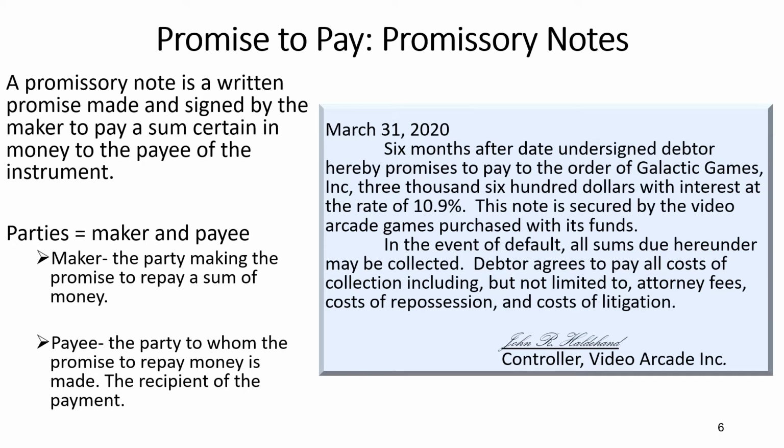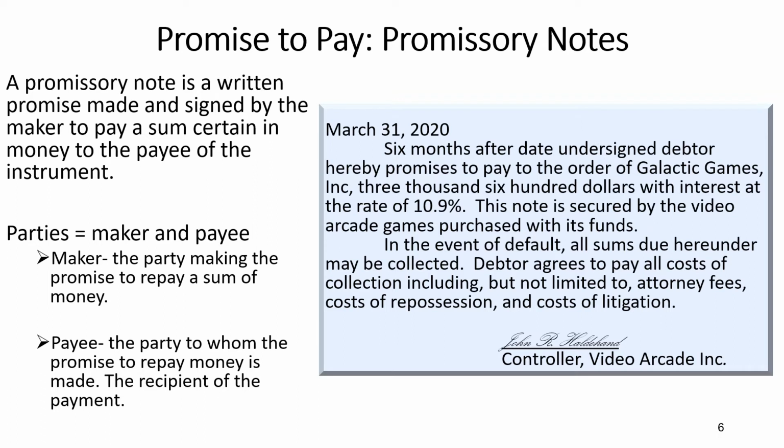The maker is the party who is making the promise to repay the money. The payee is the person who is going to receive the money. So let's look at an example. This promissory note is dated March 31st. That is the date that the note was created. 6 months after date, undersigned debtor hereby promises to pay to the order of Galactic Games, Inc. $3,600 with interest at the rate of 10.9%.